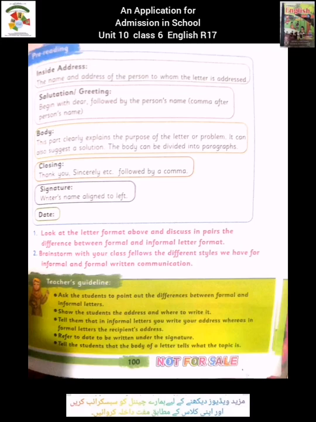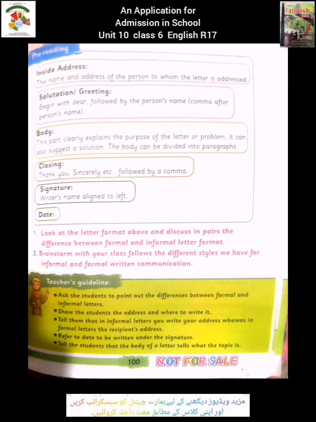Look at the letter format above and discuss in pairs the difference between formal and informal letter format. I think mostly the informal and formal letter format is the same. There is not quite a difference between the two, but the difference is in the language that is used in the letter.